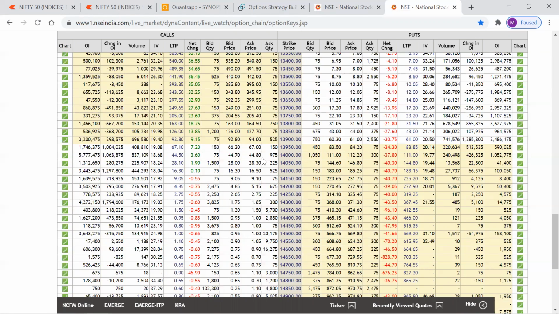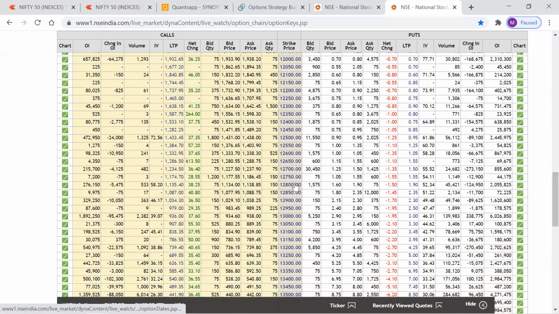This is how the option chain table looks, and it's pretty simple to find. I know most of the guys don't know how to open an options chain table. It's pretty simple. Just go to Google, type option chain and click on the first link, which is www.1.nseindia.com. After clicking on the first link, this table will directly open, which is nothing but option chain data, or option chain matrix, option matrix.